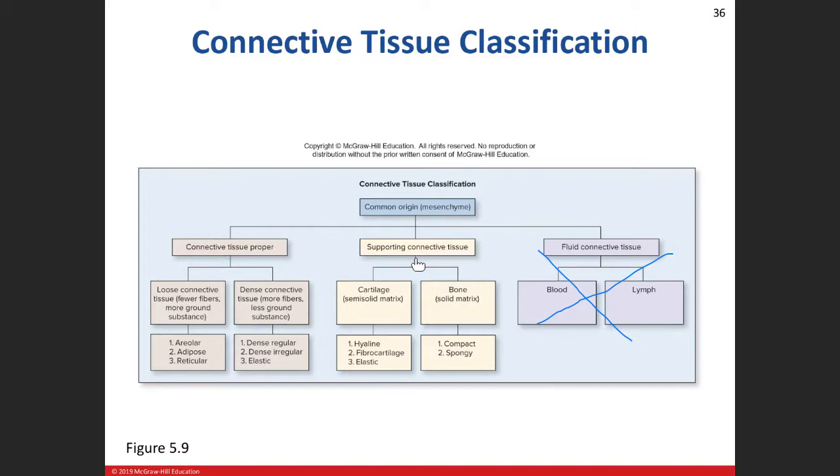And how I always remembered supporting connective tissue, I just said, cartilage and bone, that help to support the body, that's supporting connective tissue. All the other types of connective tissue, except for the fluid, fall under connective tissue proper. You're going to see some new terms in here, like dense regular, dense irregular, elastic, all that stuff. That can be a little bit confusing. So let's jump right in.